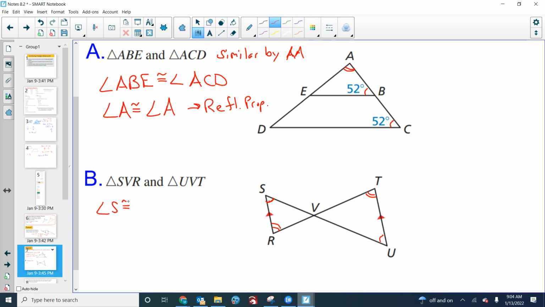Angle S congruent to angle U. Angle R congruent to angle T, both by alternate interior. So these are similar by AA. If you're just torn up over that, you're like, man, there was a pair of vertical angles we just let go. If you really want to say those vertical angles are congruent, you can.